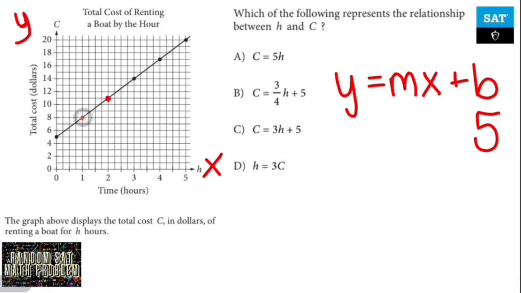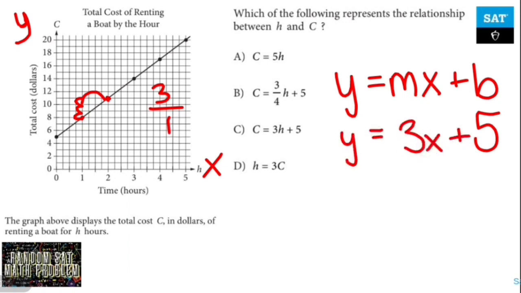I go up 1, 2, 3. So my rise is 3. And of course, it's tempting to go 1, 2, 3, 4 over, but it's not. Remember, when I go 1, 2, 3, 4, I'm not going over 4. I'm going over 1. So my slope is 3 over 1. So y equals 3x plus 5.